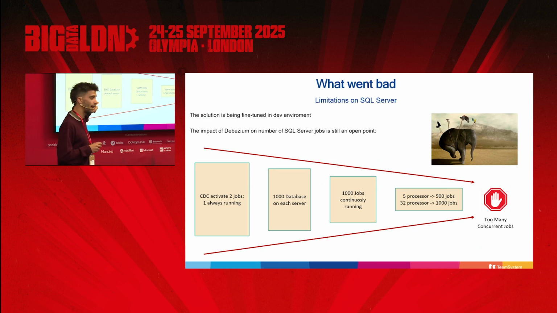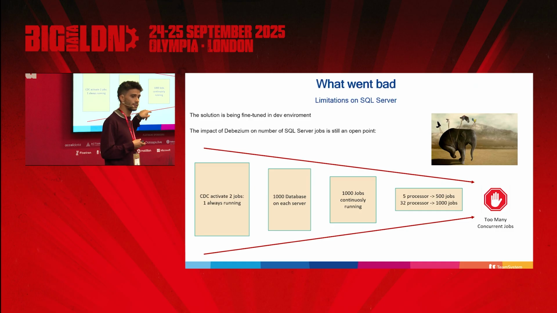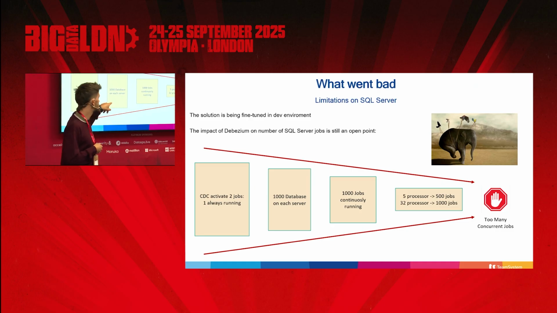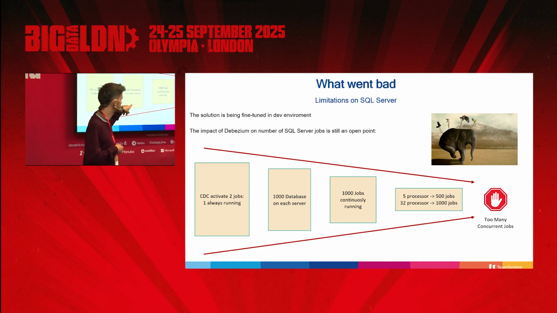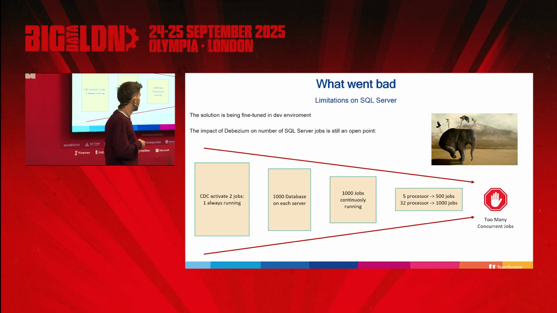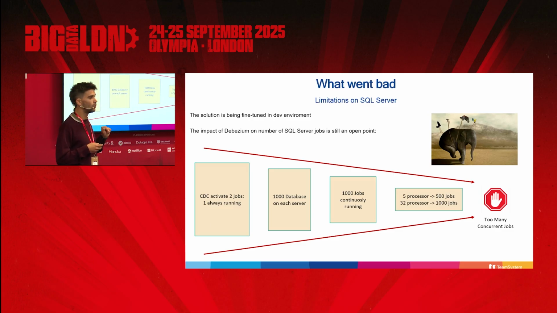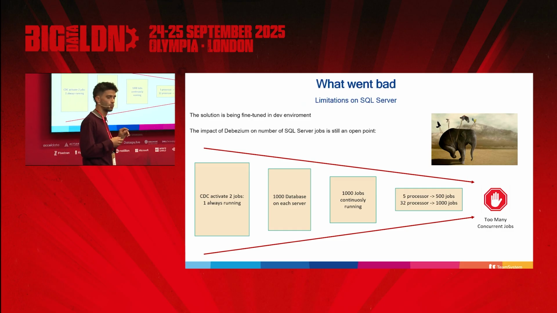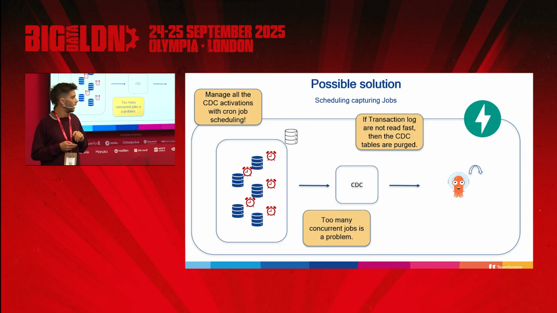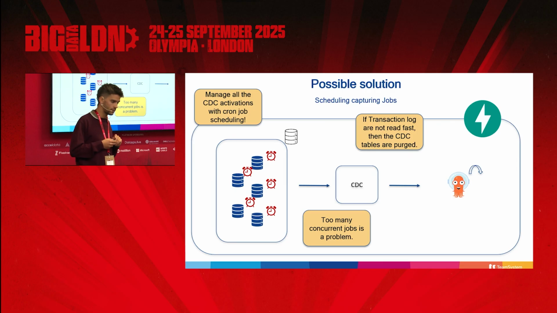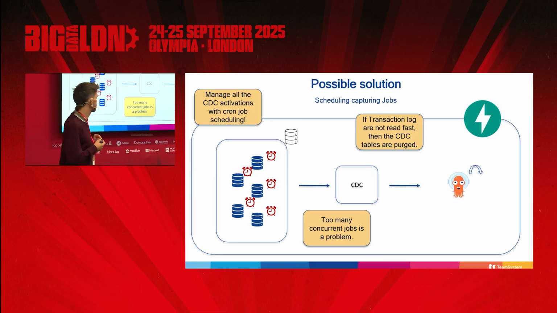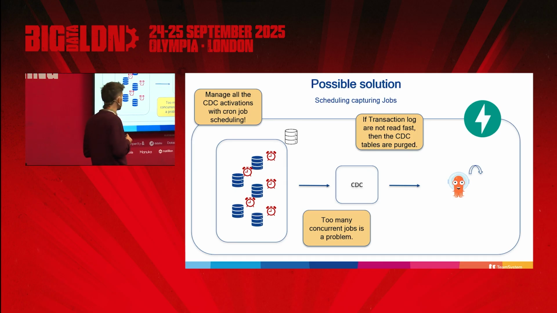So if you activate all the change data capture inside, you have 1,000 jobs continuously running. And if you want 1,000 jobs continuously running, you need to have 32 processors, more or less, and it's really expensive. So we stopped this development. We just need to find a solution.